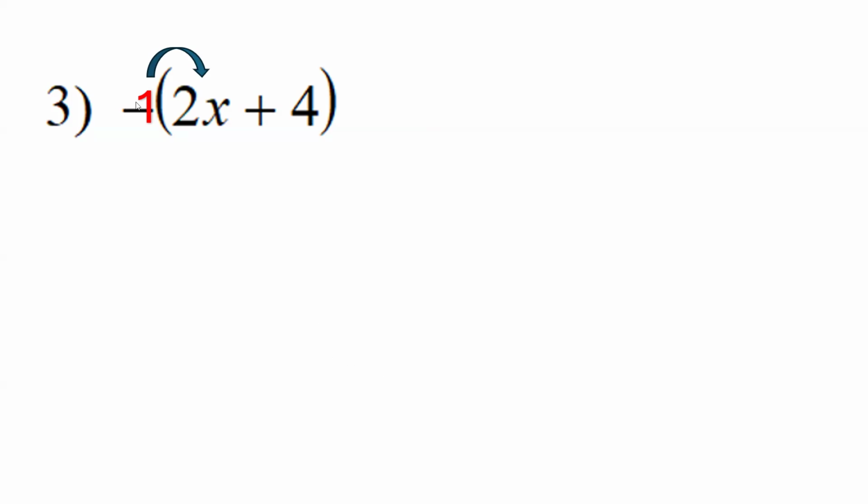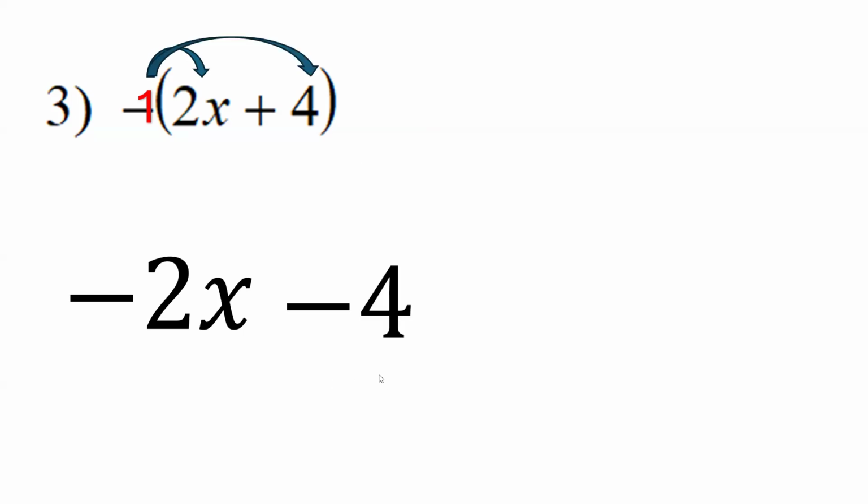So take negative 1 times 2. Negative 1 times 2 is a negative 2, and attach the x with it. So negative 2x. Then we have to do negative 1 times 4. Negative 1 times 4 will get you a negative 4. Final answer. All right, then we're going to do 2 you-tries.